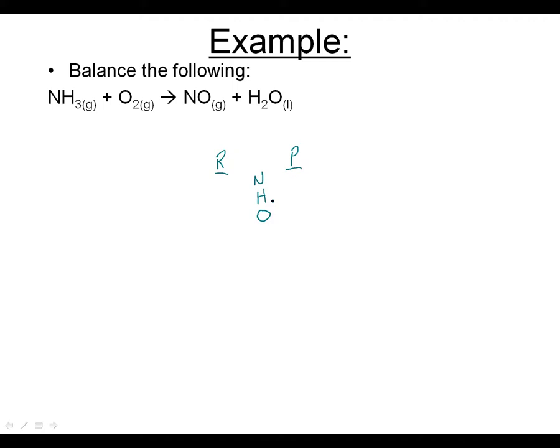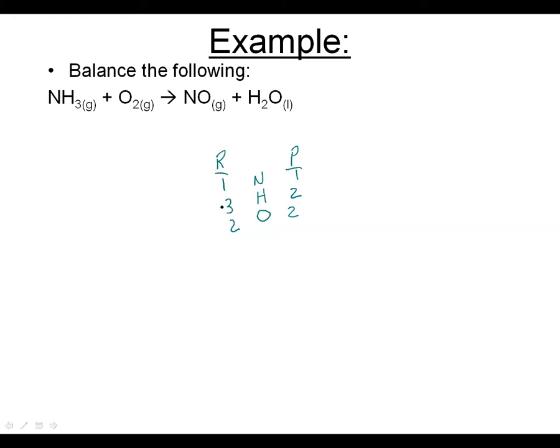Okay, so let's take a look and see how we're doing. All right, so on the left-hand side, we have 1 nitrogen. On the right-hand side, we have 1. Left-hand side, we have 3 hydrogens, and right-hand side, we have 2. Left-hand side, 2 oxygens, and right-hand side, we have 2. So it looks like everything's balanced except for the hydrogen. So that's where we would probably want to start.